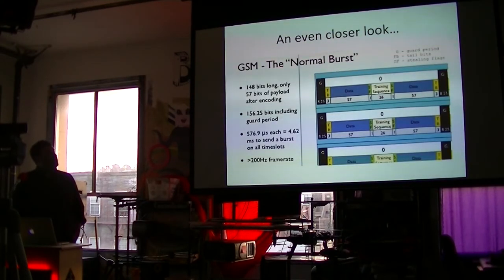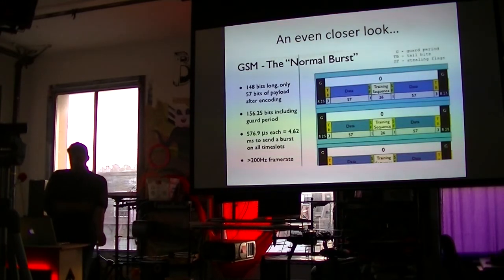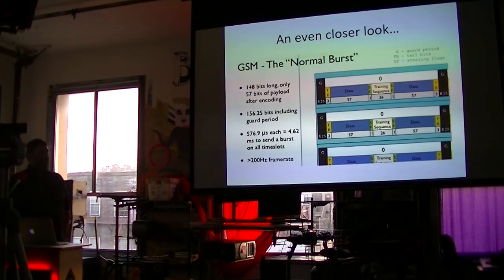Here's a more detailed diagram of a normal burst, which is the main traffic burst in GSM. In the middle there's something called the training sequence. A lot of people refer to them as midambles. It's 26 bits in length. The specification defines eight different sequences, and you pick whichever one you want when you start up the base station. The sequences have good correlation properties, they're not great, but they're pretty good. So you can use those to estimate the propagation channel, and to help deal with multipath interference or reflections.